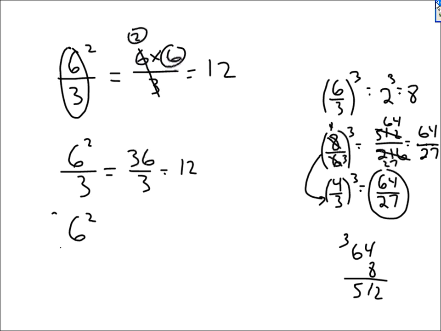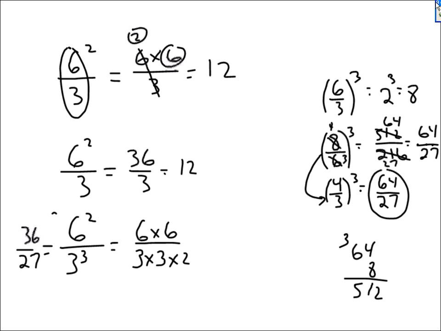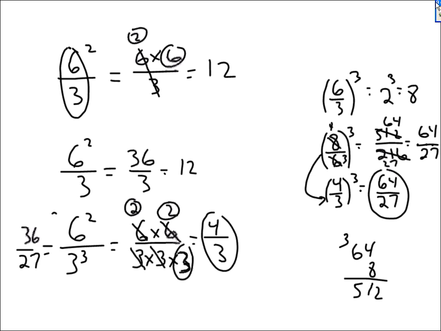What if you had 6 squared over 3 cubed? I mean, you can say, well, 6 squared is 36 and 3 cubed is 27. But you should know that this 3 goes into 6 2 times. This 3 goes into the 6 2 times. And this 3 doesn't go into 2 nor 2. 2 times 2 is 4. The bottom is 3. The answer is that.